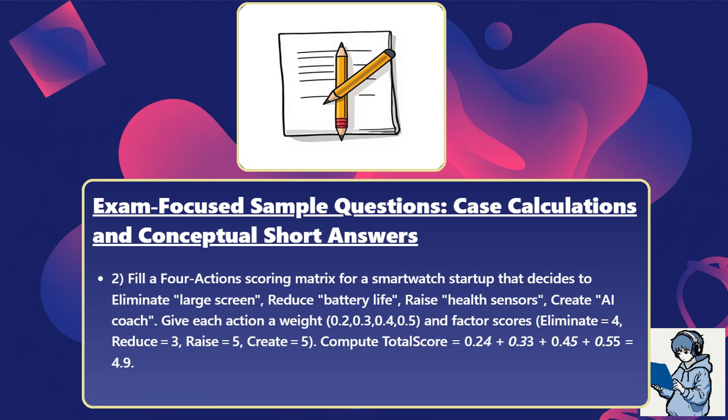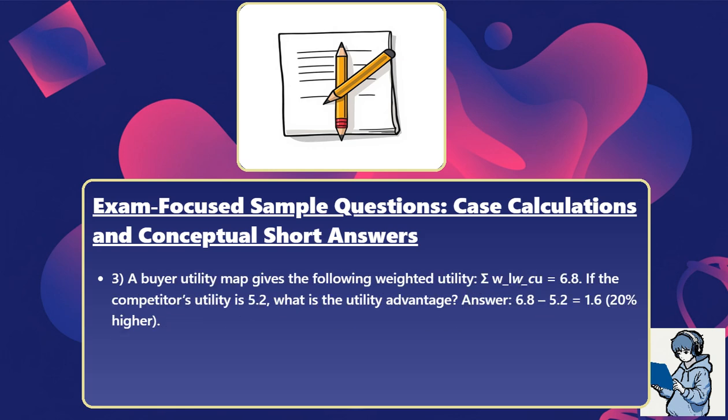2. Fill a four-actions scoring matrix for a smartwatch startup that decides to eliminate large screen, reduce battery life, raise health sensors, create AI coach. Give each action a weight: 0.2, 0.3, 0.4, 0.5, and factor scores: eliminate equals 4, reduce equals 3, raise equals 5, create equals 5. Compute total score equals 0.2 times 4 plus 0.3 times 3 plus 0.4 times 5 plus 0.5 times 5 equals 4.9.